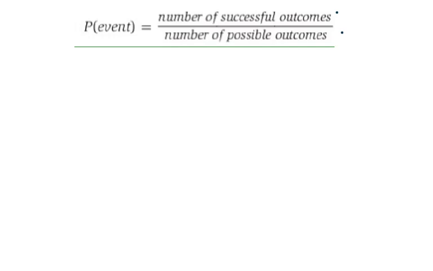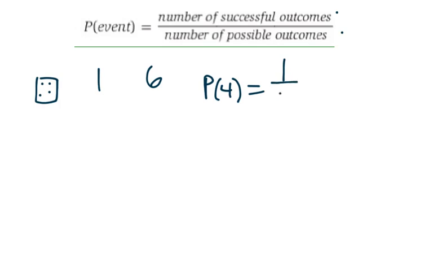I'll use a more hands-on example. Let's say I'm rolling a dice, right? And let's say I really want to roll a 4. What's the probability of me rolling a 4? Well, the number of successful outcomes I'm only regarding is 1. And the number of possible outcomes, well, there's 6 sides to each die, so there's 6. So the probability of getting a 4 when I roll the die is going to be 1 divided by 6.